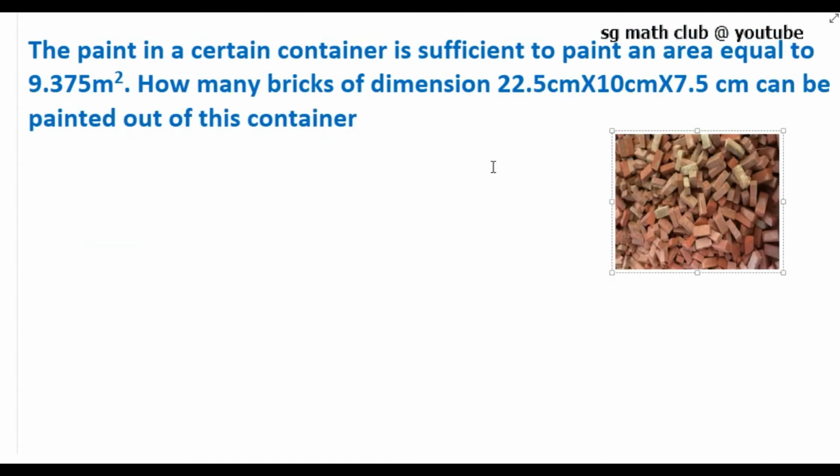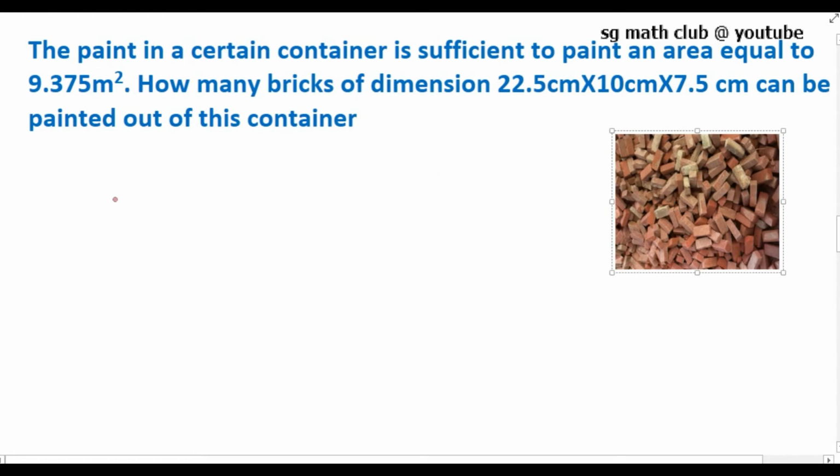Now next question: paint in a certain container is sufficient to paint an area equal to 9.375 meter square. How many bricks of dimension 22.5 cm into 10 cm into 7.5 cm can be painted out of this container? So we need to paint the brick, and the brick is in the shape of a cuboid. So the top portion, bottom portion, side 1, side 2, front, back, all the faces of the brick we need to paint.